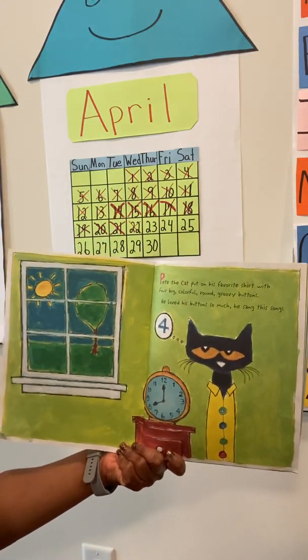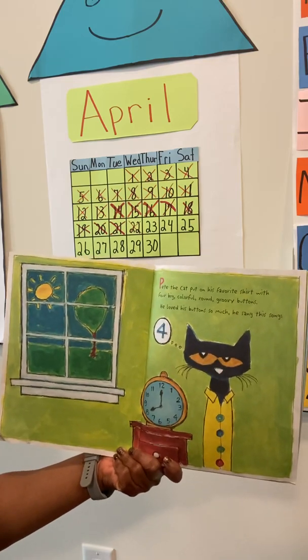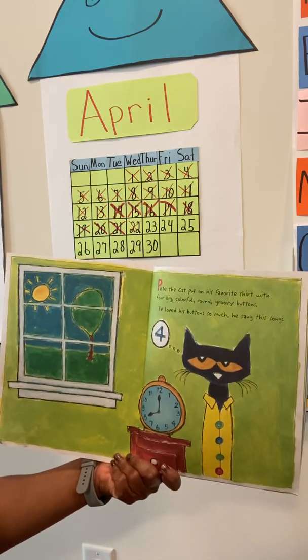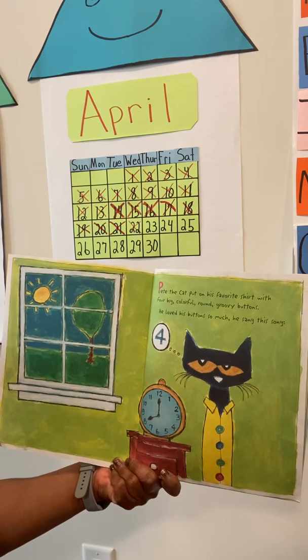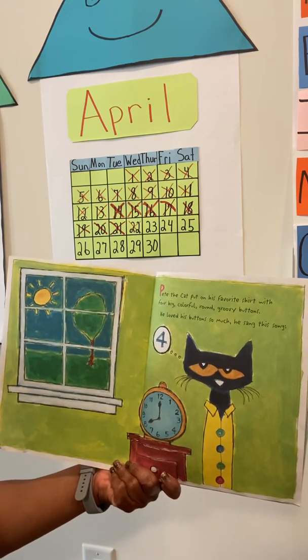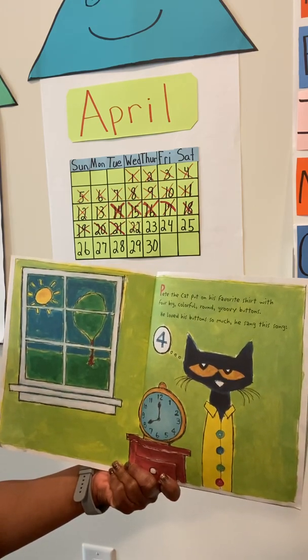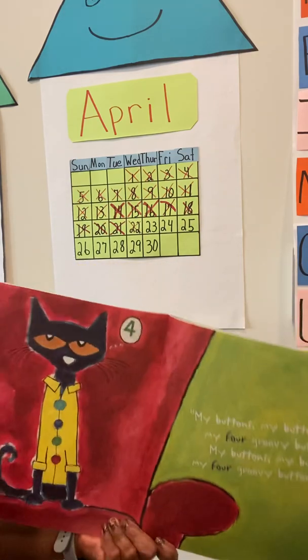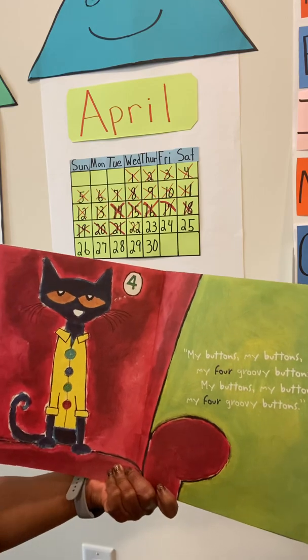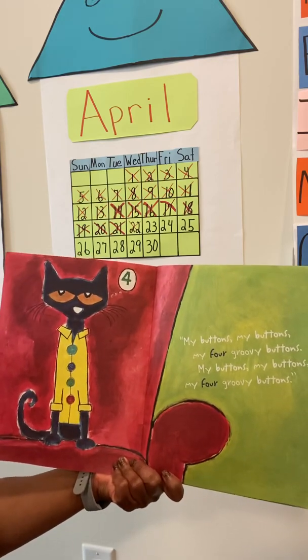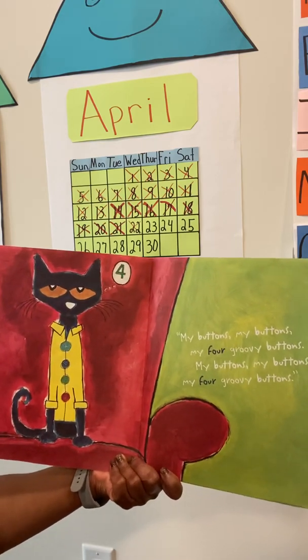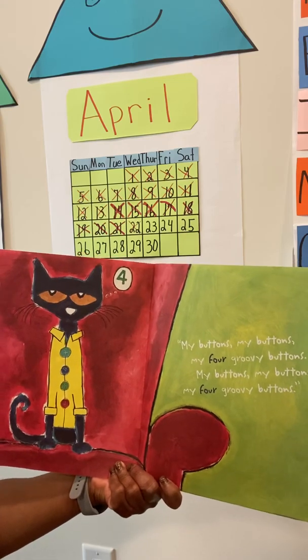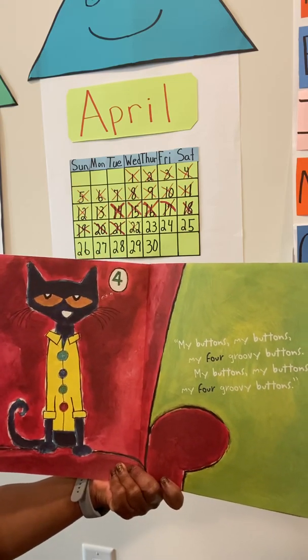Pete the Cat put on his favorite shirt with 4 big, colorful, round, groovy buttons. He loved his buttons so much that he sang the song. My buttons, my 4 groovy buttons.